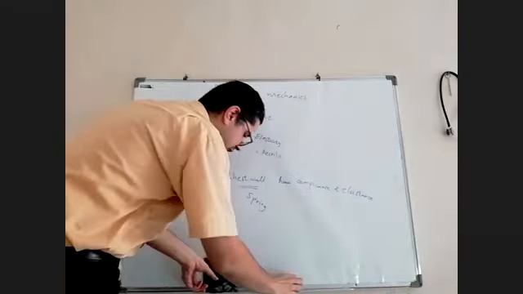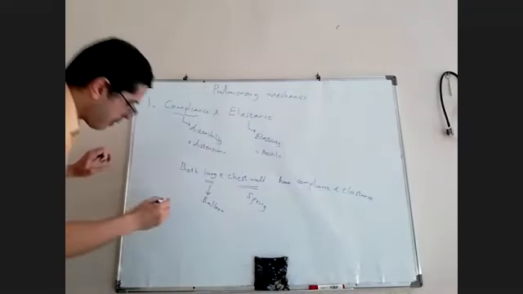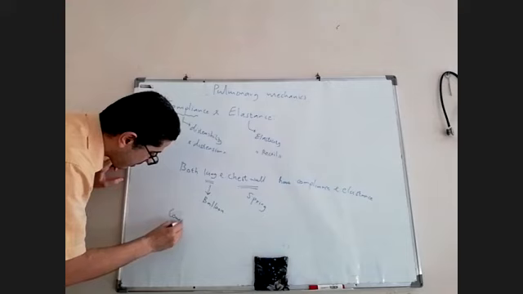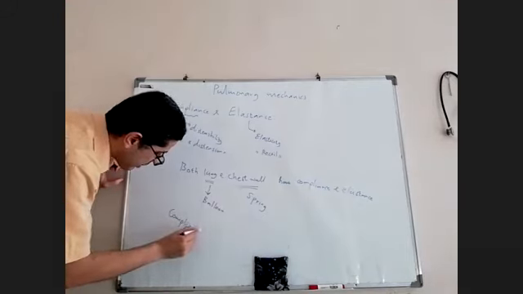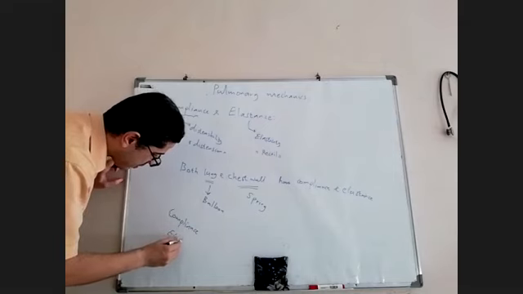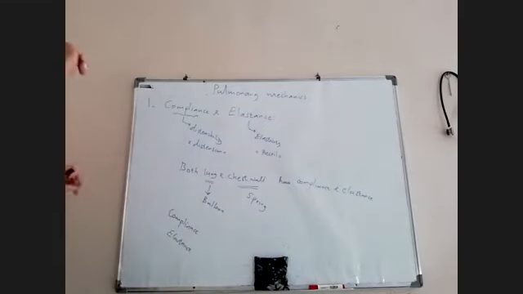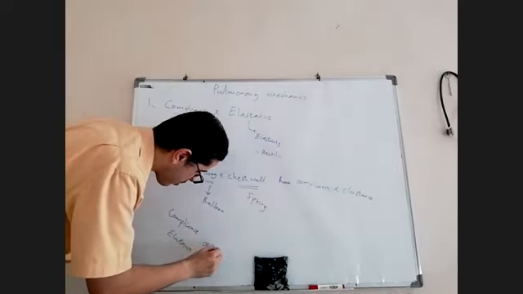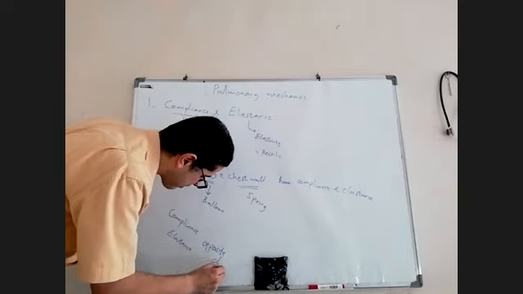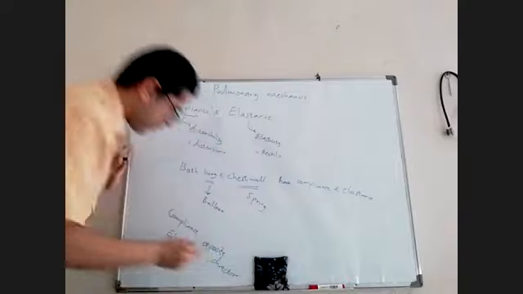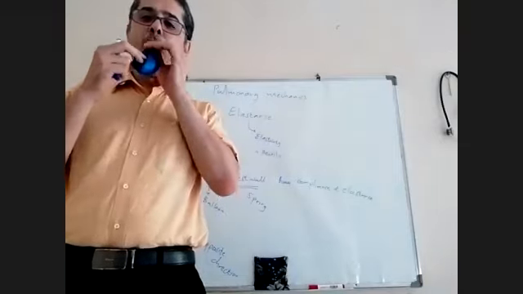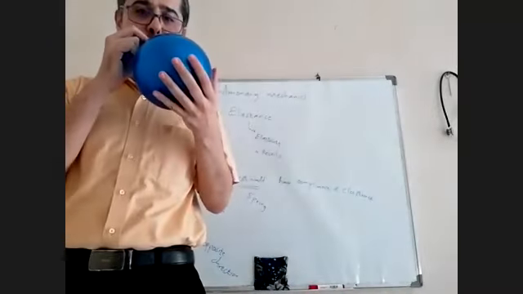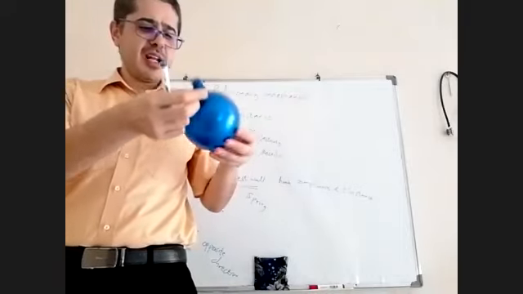Now we need to understand how compliance and elastance work. In the lung, compliance and elastance work in opposite directions. If you look at the balloon, compliance is distension, and elastance is recoil. So that is for the balloon.